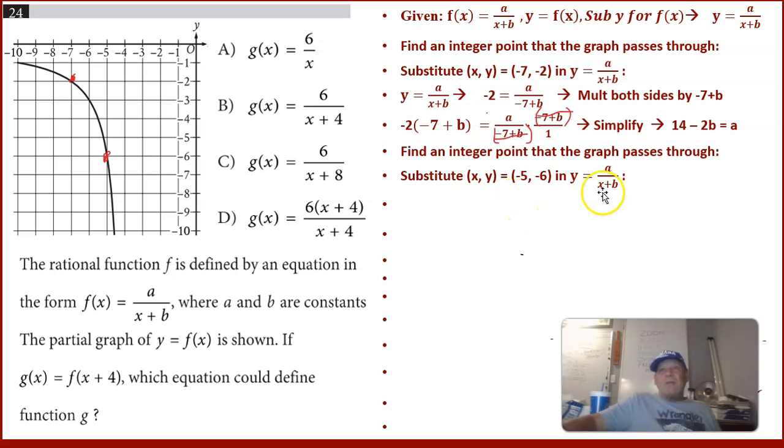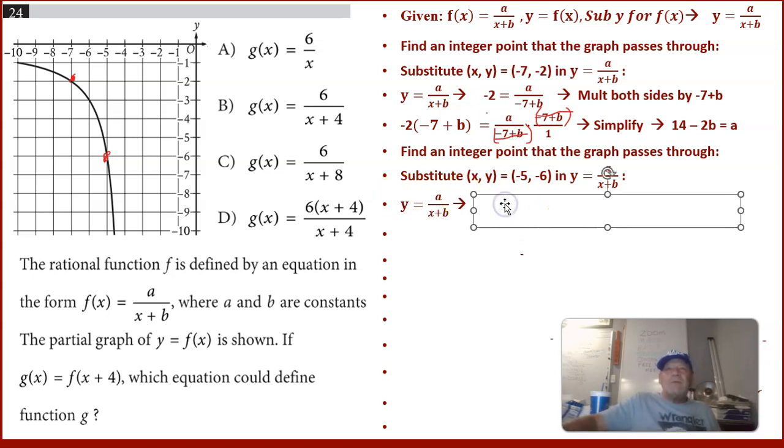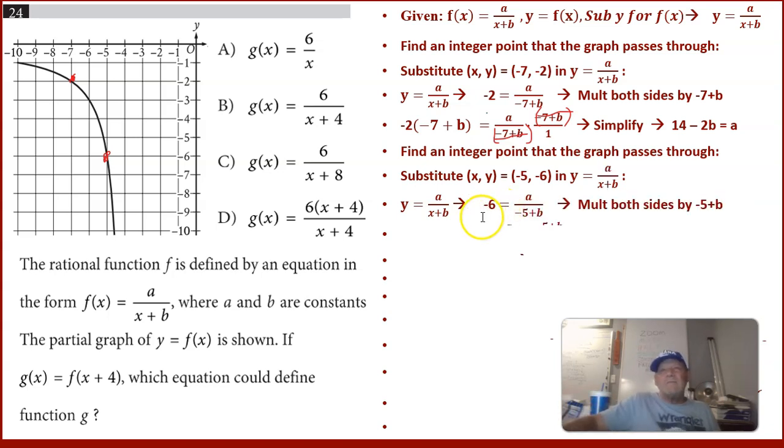So I substitute that into that same equation, y equals a over x plus b. When I substitute the x is -5, the y is -6, I get -6 equals a over -5 plus b. Just like I did up there, I multiply both sides by -5 plus b. Remember what we did here. This is a quantity in the denominator, this is a quantity in the numerator, and they cancel out.